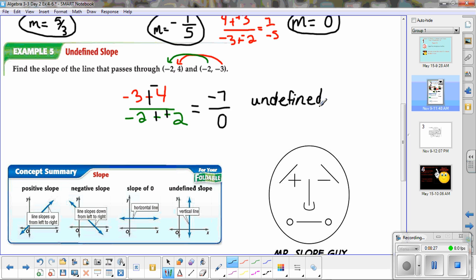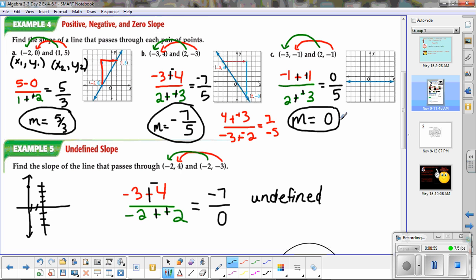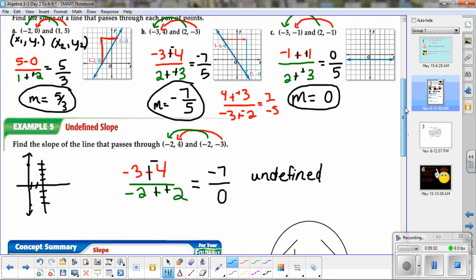And if you were to put these 2 points on a graph, negative 2, 4 would be right here, and negative 2, negative 3 would be right here. And when you connect those, what you have is a vertical line. A vertical line is so steep that we can't even define it. That's undefined. Where up here, the horizontal line had a slope of 0. Because as you move 1 unit to the right, you do not rise at all.